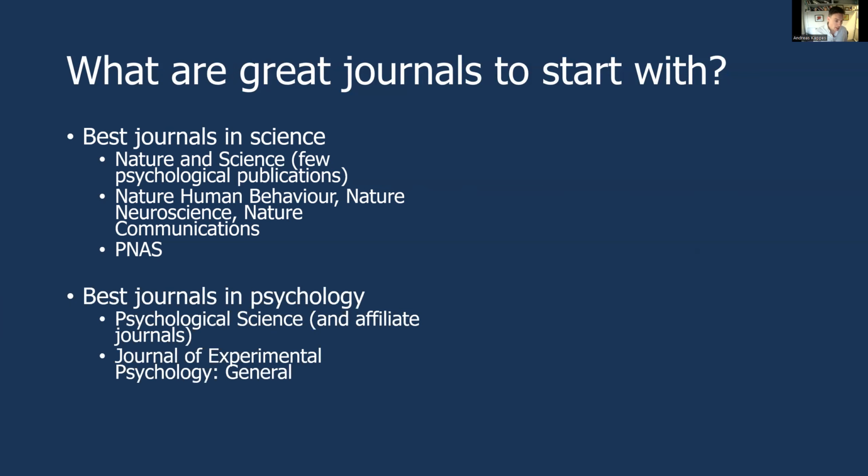Okay. So then in psychology, the two flagships are here: Psychological Science, right? And its affiliated journals. So there's Perspectives on Psychological Science, and there is Psychological Science in the Public Interest. These are all three really, really good journals.